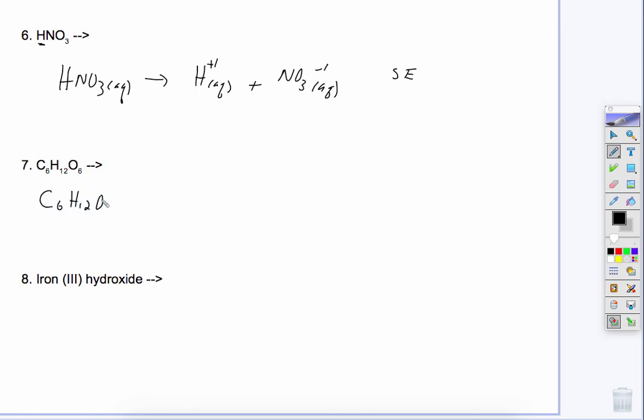C6H12O6. Okay, that's glucose. If you take glucose as a solid and put it in water, it will dissolve, but it's a molecular compound. All it's going to do is break into individual molecules of glucose surrounded by water. It doesn't break into ions, so it's going to be a non-electrolyte or a very, very weak electrolyte.